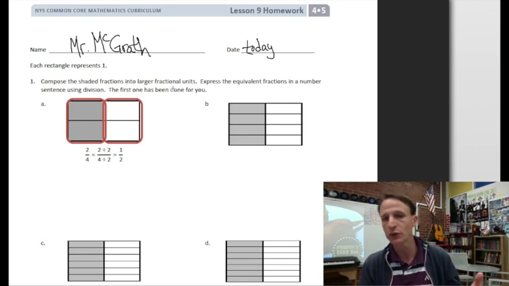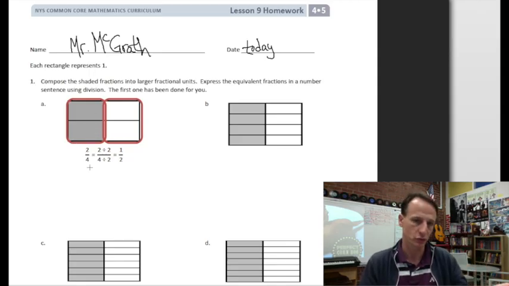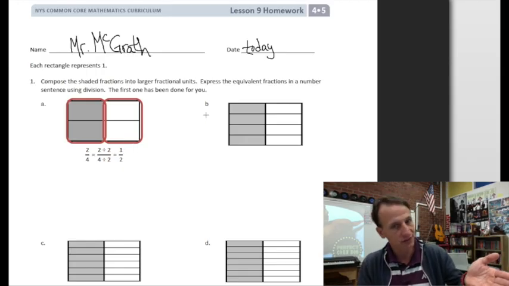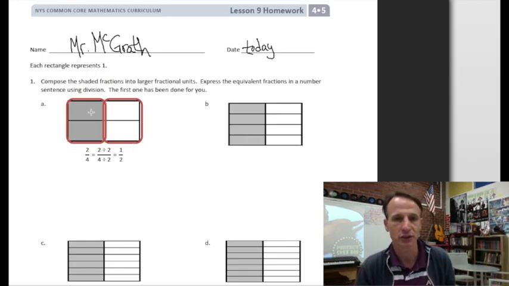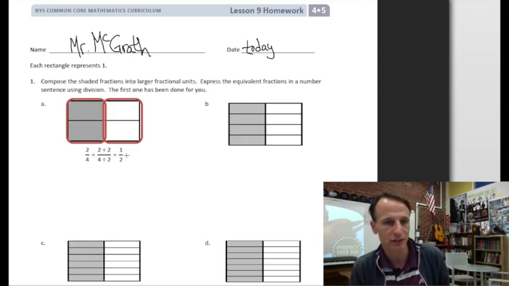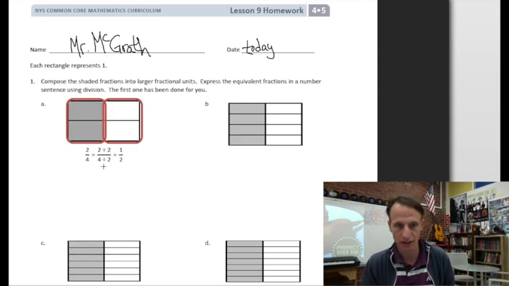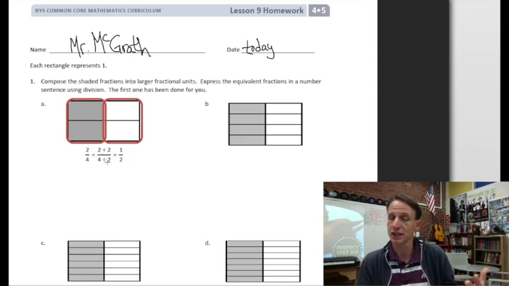So we're going to compose the shaded fractions into larger fractional units. Like in this first one, we're going from 2/4 to 1/2. That's what they mean by larger fractional units, because here the fourths are smaller and the half is larger. So express the equivalent fractions in a number sentence using division, such as we have here, which as you see is the same thing we were doing with multiplication, just the inverse operation, division.